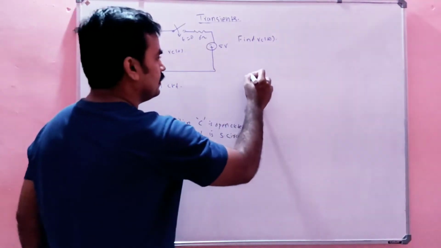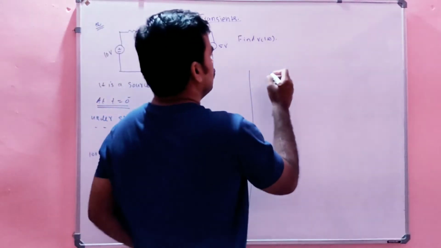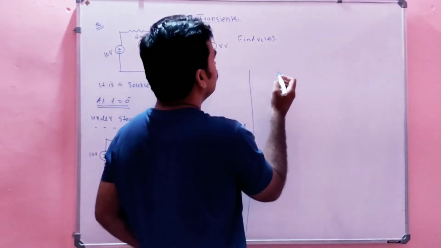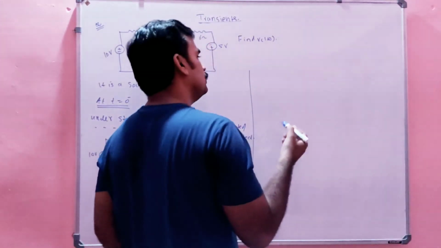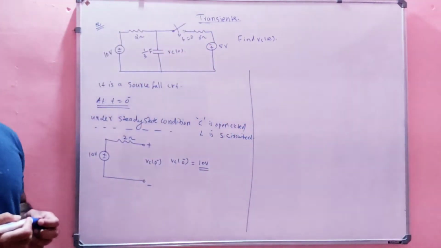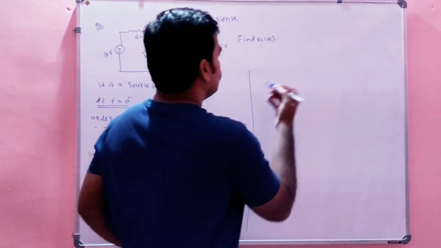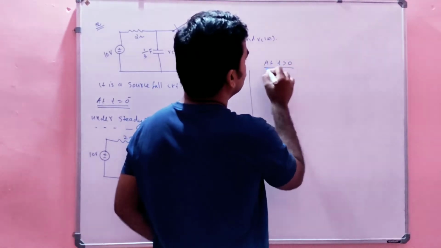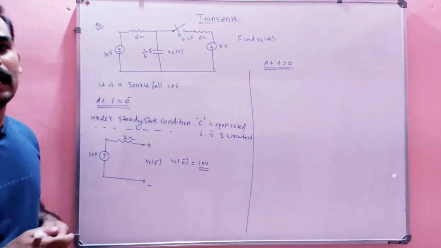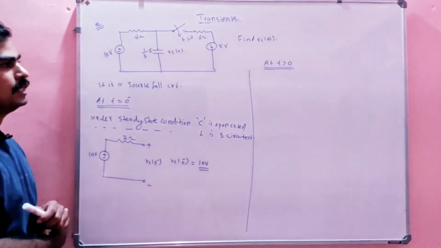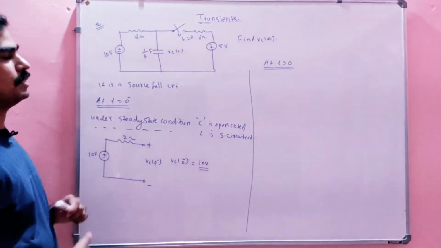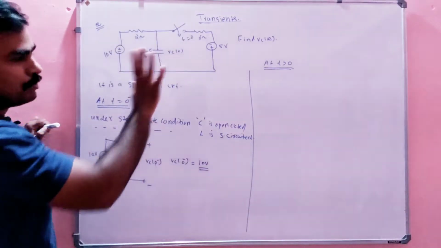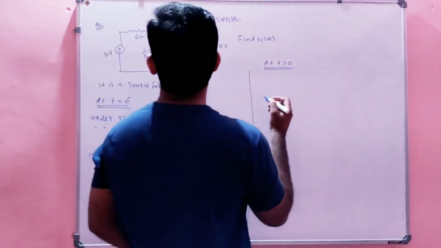And we have to see another condition. Our aim is to find VC of 0 and VC of infinity. It's a source-free circuit, so definitely we need VC of infinity also. Then what will it be at t greater than 0? That means after the switching happens, what happens in the circuit? When the switch is closed to this position, the circuit will be in the form of what?